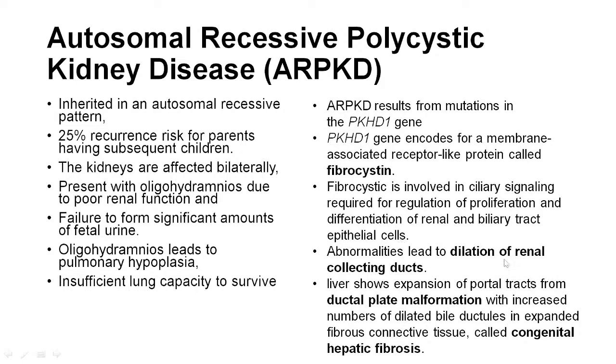Abnormalities lead to dilatation of the renal collecting duct and it becomes cystic in nature. The liver also shows duct plate malformation, where there is an increased number of dilated bile ducts in expanded fibrous connective tissue, called congenital hepatic fibrosis. So, one such case we have seen here is of the syndromic type, where multiple organs are involved in autosomal recessive polycystic kidney disease.